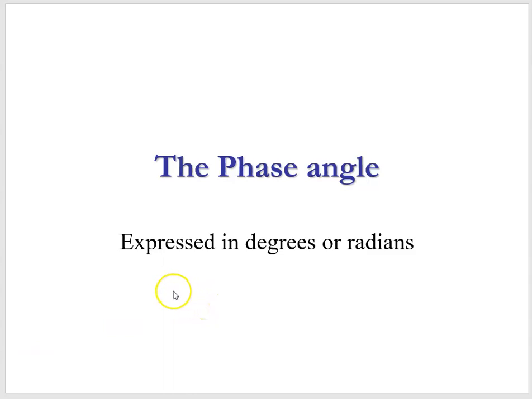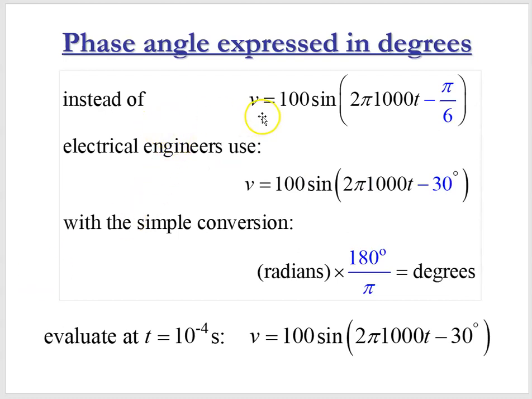So that phase angle, let's take a look at that. We can express it in either degrees or radians. Here we don't have the function of t written out. The voltage is 100, that's our Vm, times sine of 2 pi 1,000 t minus pi over 6, so our omega is 2 pi times 1,000. Our phase shift here is pi over 6. Engineers don't use radians, they use degrees, so we need to convert pi over 6 to degrees. The simple conversion is radians times 180 degrees over pi equals degrees.